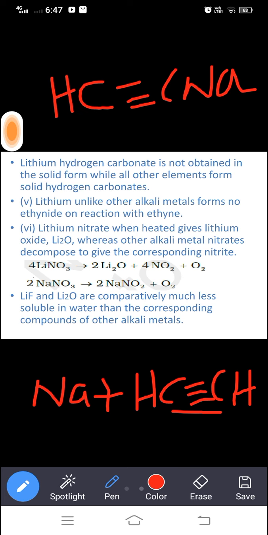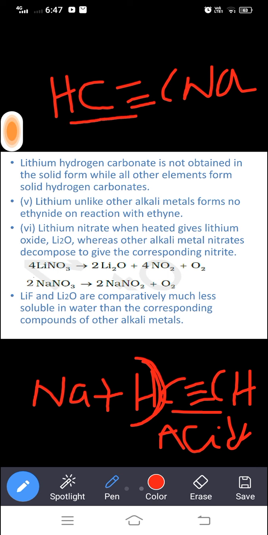We know that carbon-carbon single bond, carbon-carbon double bond, carbon-carbon triple bond. Carbon-carbon triple bond is more electronegative than carbon-carbon double bond. Due to that, it will withdraw the electron and it will release hydrogen. You know which substance will release hydrogen? Acidic. So due to this acidic nature, it reacts with the alkali metals. So it will form the sodium ethynide. This is called sodium ethynide.